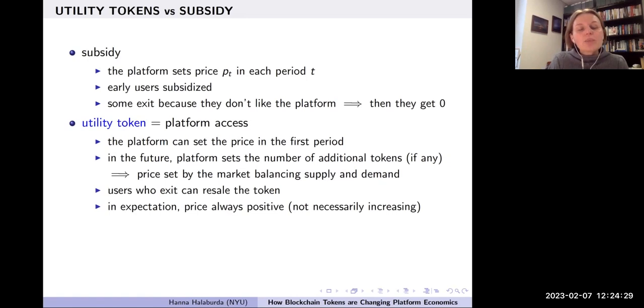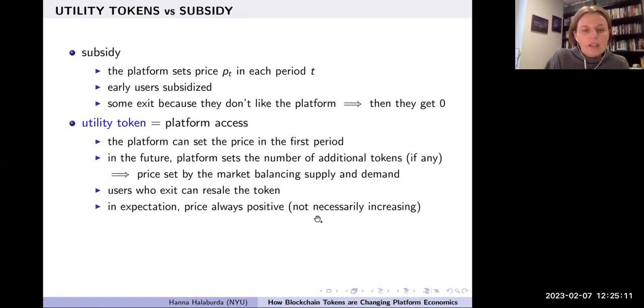And in expectation, the price for the token will be positive. So I emphasize in expectation because we may have some uncertainty, but on expectation, it will be positive because even though the platform may set an arbitrary number of tokens in the future to issue, the platform will never want to issue so many additional tokens that the price is going to drop to zero. And this incentive of a platform is giving not guarantees, but expectation for the users that their tokens will have positive value if they want to sell.